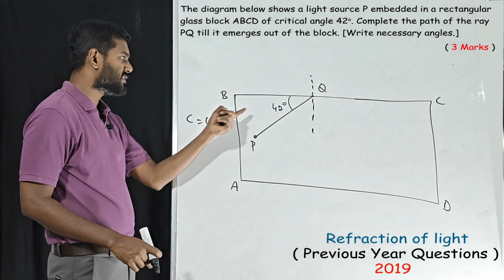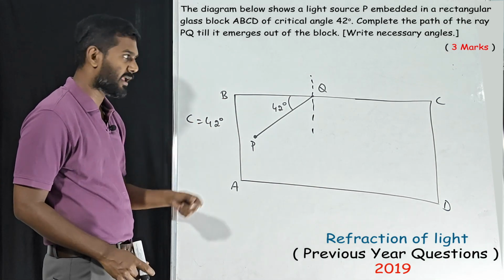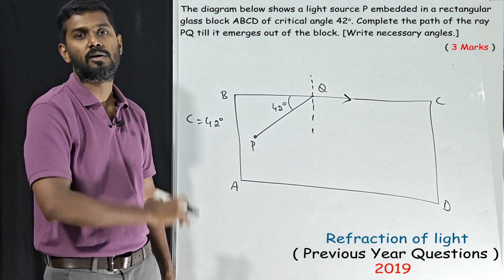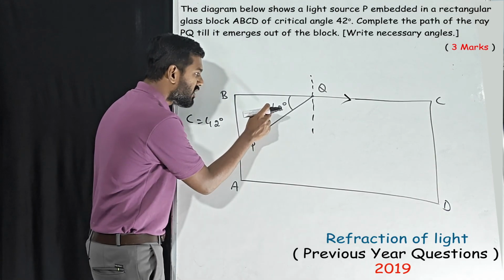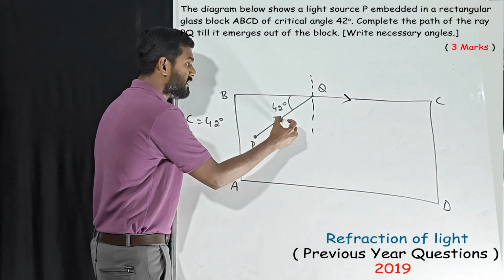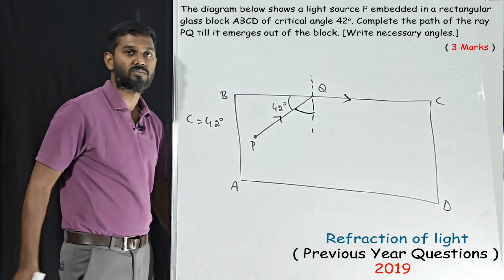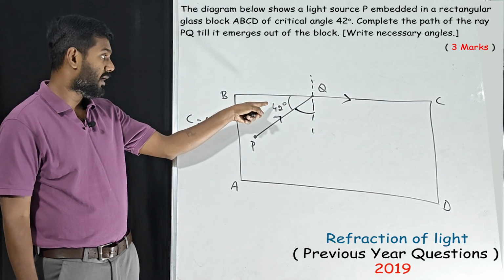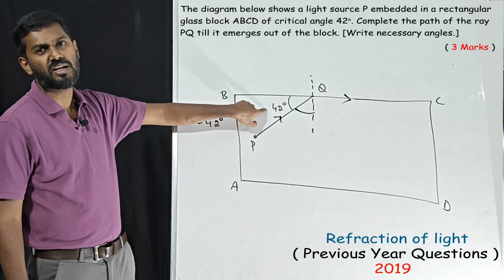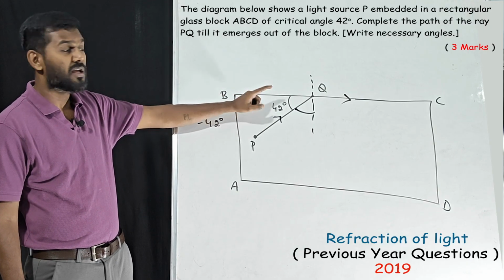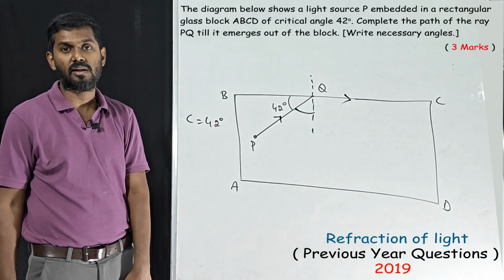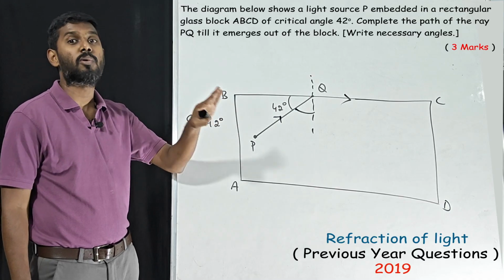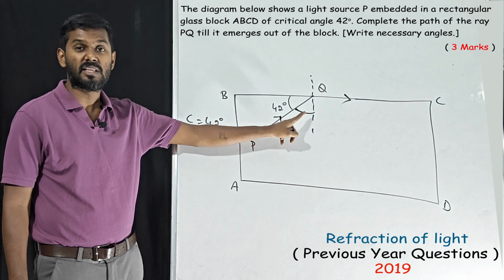If the angle of incidence is 42, which is equal to the critical angle, it goes here. Correct? Completely wrong. Why? Because this is not the angle of incidence, this is the angle of incidence. This is very, very important. This is given to distract you. It's a distractor. They have not given the exact angle. They have given an angle which is not important. The important angle is here, this one.